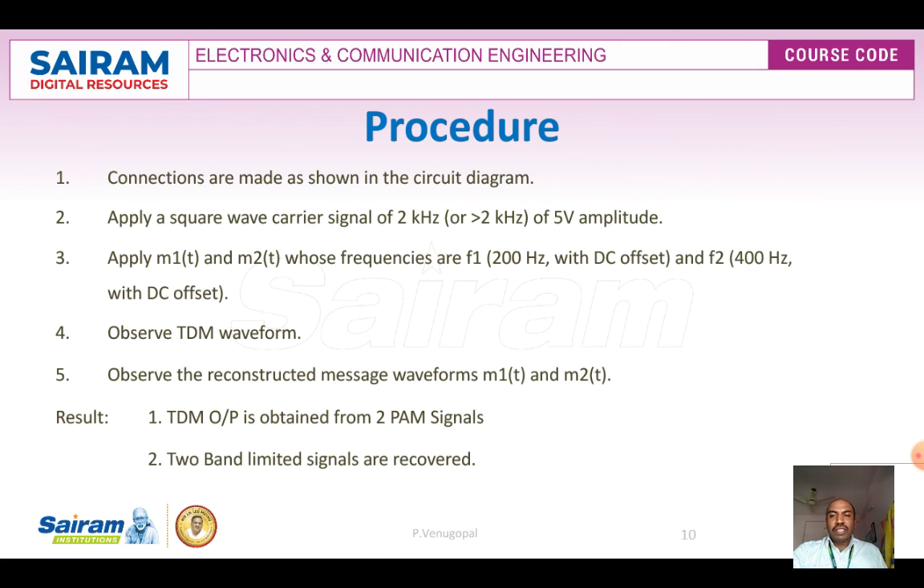Procedure. Connections are made as shown in the figure, and you have to apply the square wave carrier signal of 2 kHz with 5 volts amplitude, and apply M1 of t and M2 of t, whose frequencies are F1 of 200 Hz with DC offset, and F2 of 4 Hz with DC offset. You may choose both message signal frequencies to be the same but the functions different, or the same functions with different frequencies. That is also possible. Observe the TDM waveform. Observe the reconstructed message signals M1 of t and M2 of t from the PAM signals by using the filter circuits. This is how we conduct this experiment.